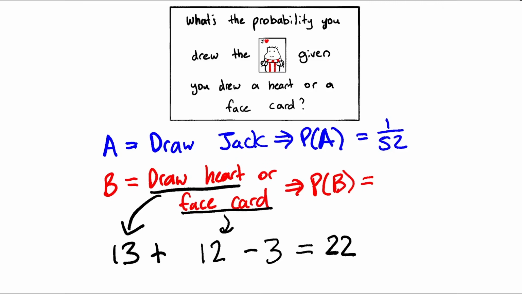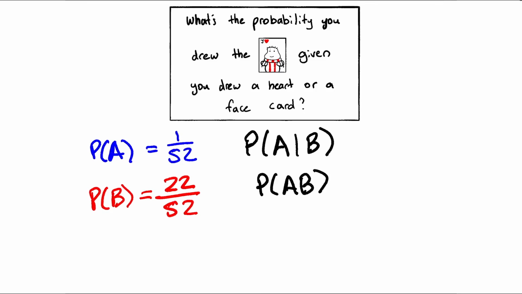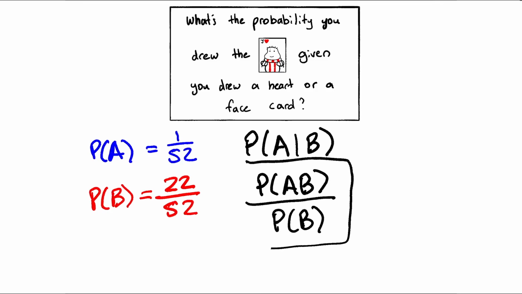So what's the probability of B? The probability of B is 22/52. So again, what we're looking for is the probability you drew a jack given you drew a heart or a face card. So that can be written as the probability of A given B. And using our equation, that's the same as the probability of A and B over the probability of B. So we're looking for this right here.